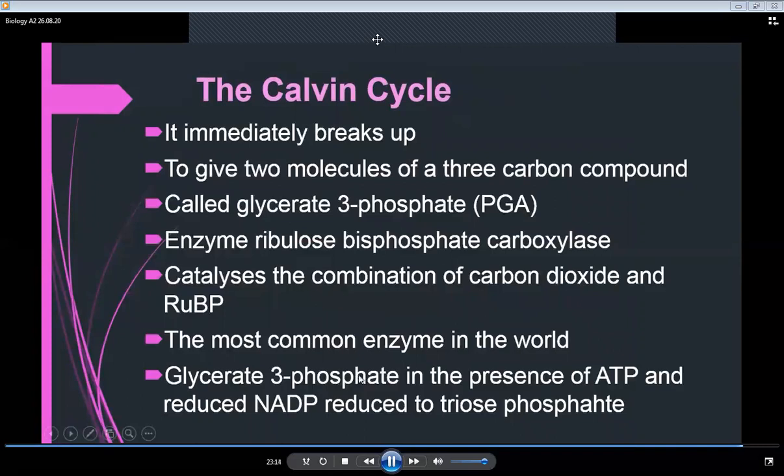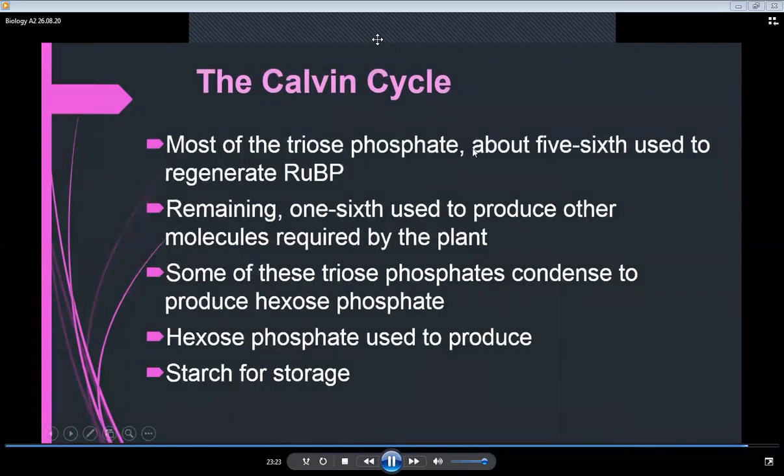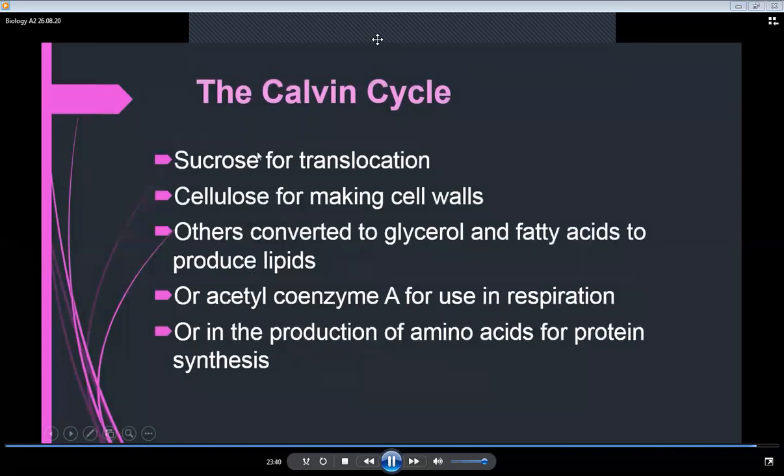Glycerate 3-phosphate, which is formed in the presence of ATP and reduced NADP, is reduced to triose phosphate. Most of the triose phosphate, about 5/6, is used to regenerate ribulose bisphosphate. The remaining 1/6 is used to produce other molecules required by the plant. Some of this triose phosphate condenses to produce hexose phosphate. Hexose phosphate is used to produce starch for storage, sucrose for translocation, cellulose for making the cell wall. Then other triose phosphates are converted to glycerol and fatty acids to produce lipids, or acetyl coenzyme A for use in respiration, or in the production of amino acids for protein synthesis.